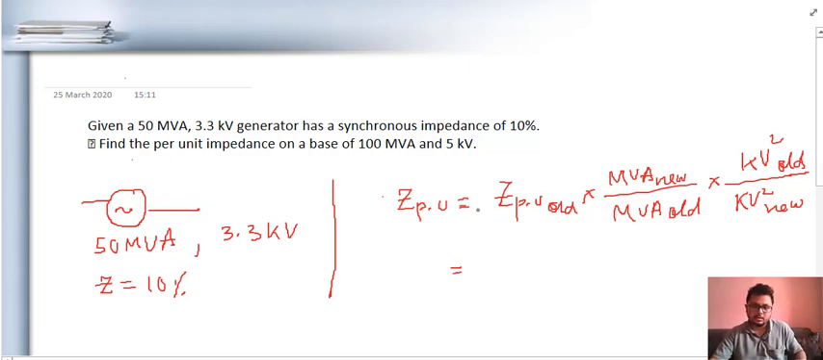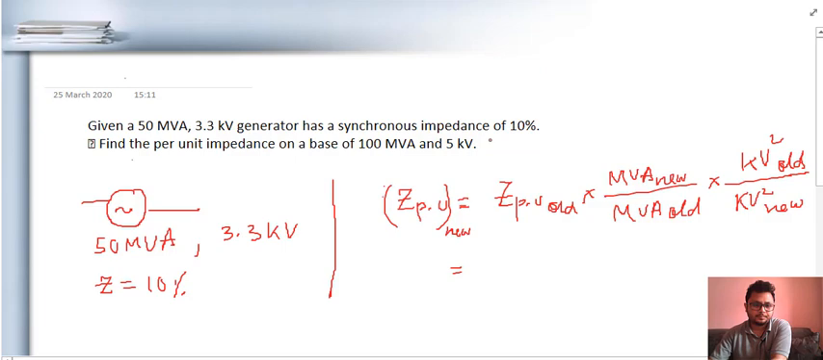Okay, that means the system per unit value. Now they are asking to find the per unit impedance on a new base. On some base you have to calculate. It means this new value you have to calculate, and this is the formula you know. Now what is Z per unit old? They haven't mentioned it, but you can easily calculate it from the given data.